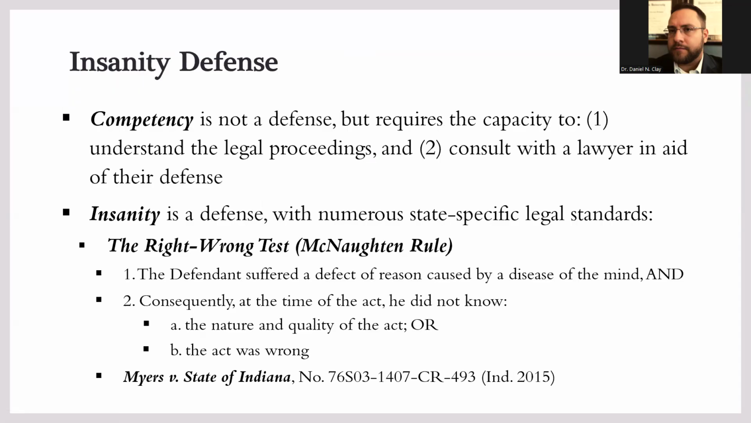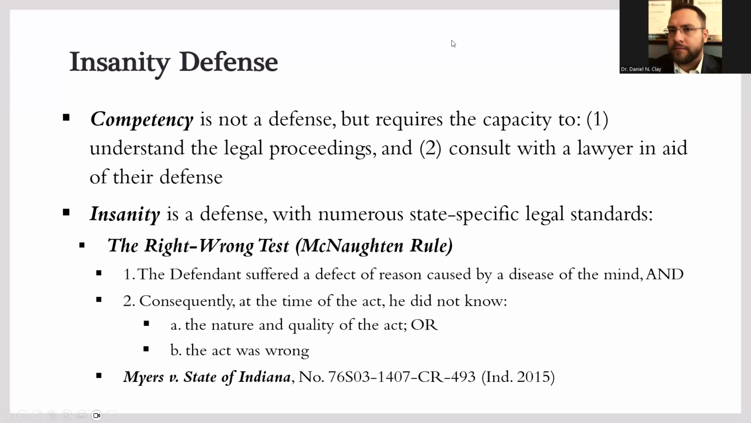So we're talking about insanity, right? This idea of competency is not a defense, but in order to be deemed competent to stand trial, you have to be able to understand the legal proceedings and consult with a lawyer in aiding your defense. So you have probably heard in the news somebody that has been deemed incompetent, or not competent, to stand trial. What this means is they're not insane, right? They're not getting found not guilty. They're not getting let off the hook. Instead, their trial is being put on hold indefinitely.